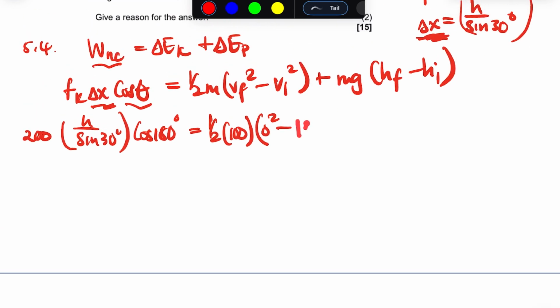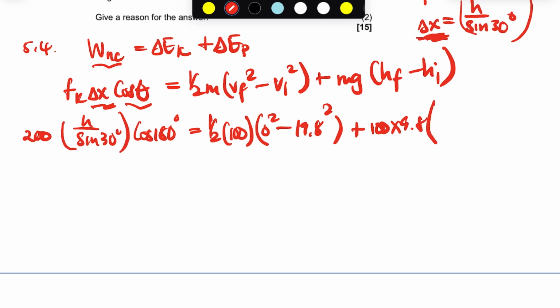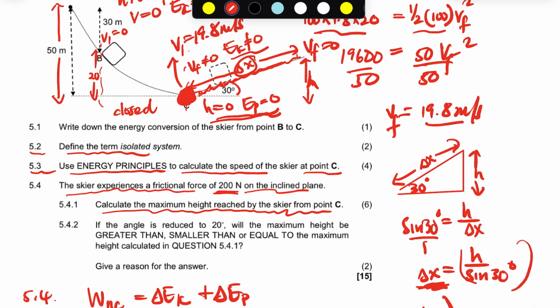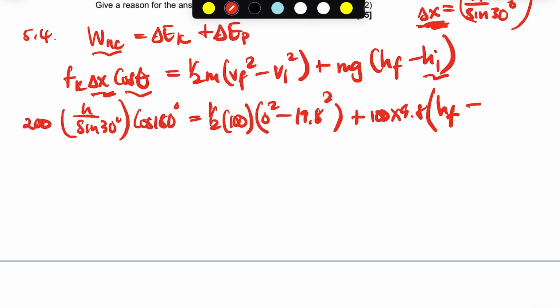So it's going to be 19.8 squared, plus the mass is 100 times 9.8, and the height final is the one that we're looking for. The height initial is here at the bottom, so the height initial is 0. When you punch this in the calculator, it's going to be negative 400h. How? It's going to be 200 times h, 200h divided by sine 30, which is half. So it's going to be 400, and times negative 1, it's negative h.